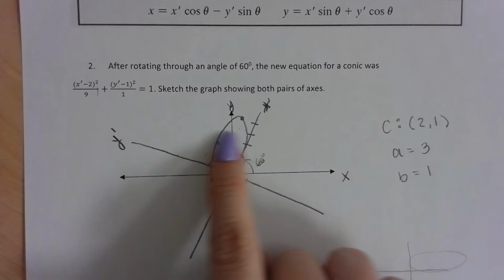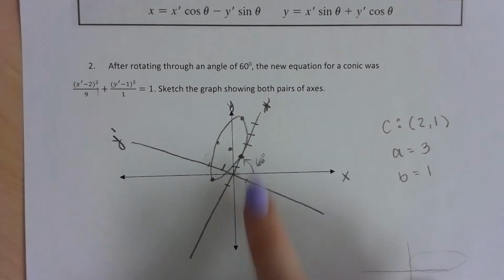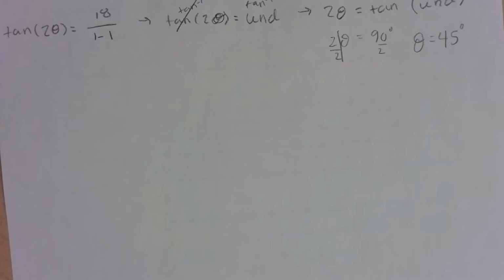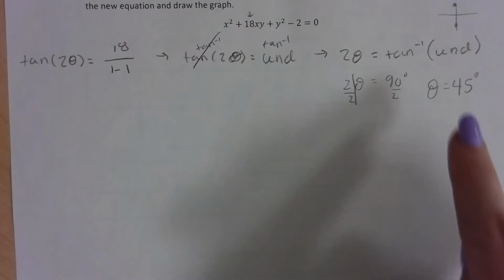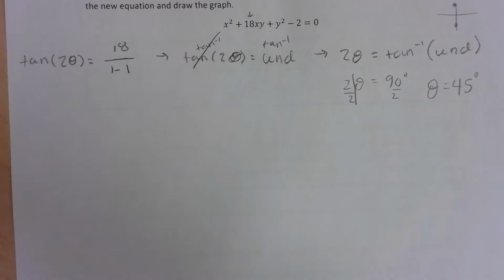Right here, the problem was rotated 60 degrees so that the xy term canceled, and this is the equation we got. So this was rotated 60. In this problem, we want to rotate it 45 degrees. Okay, so now that we know the amount that it's going to rotate, now we need to figure out what is our equation. So flip again.